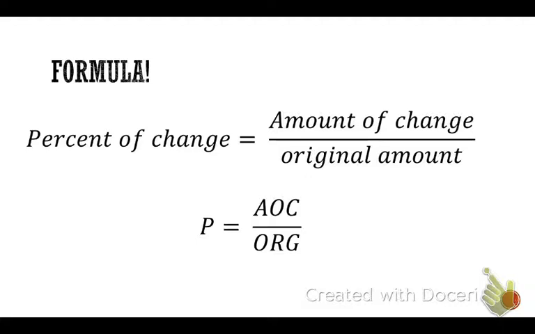The formula is percent of change equals the amount of change divided by the original amount. We'll talk about what that means in just a minute. And just to shorten it up, you can write AOC over ORG. We have to write the formula for the original problem for all of our problems, so we can use the shortened version. Okay, so percent of change is the amount of change over the original amount.